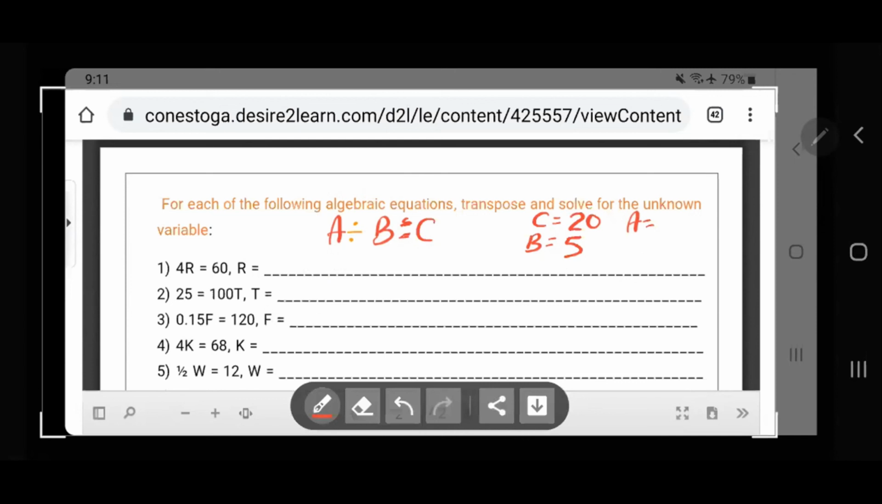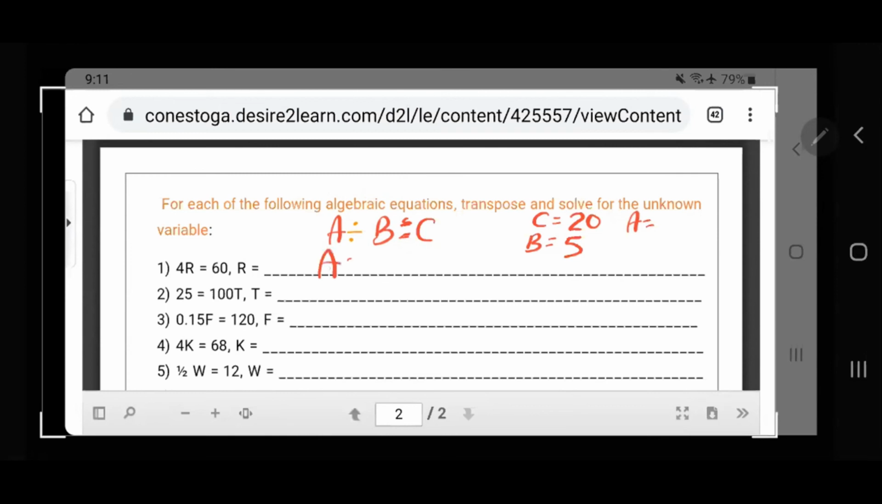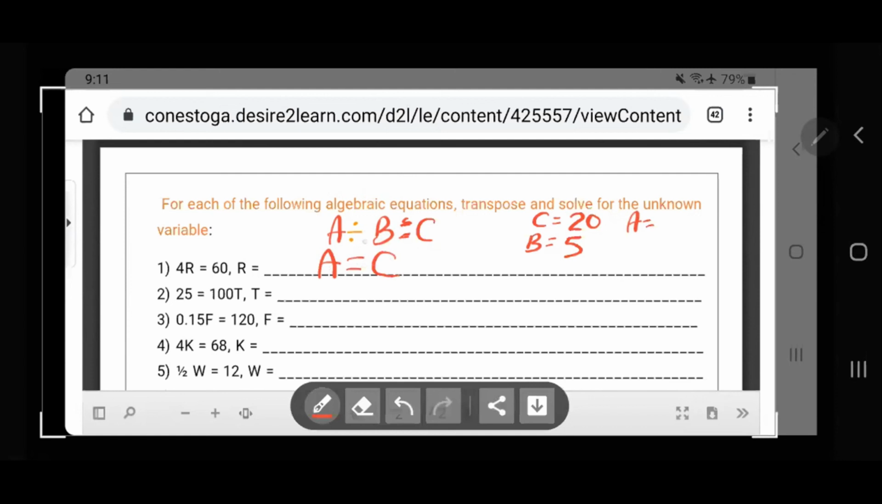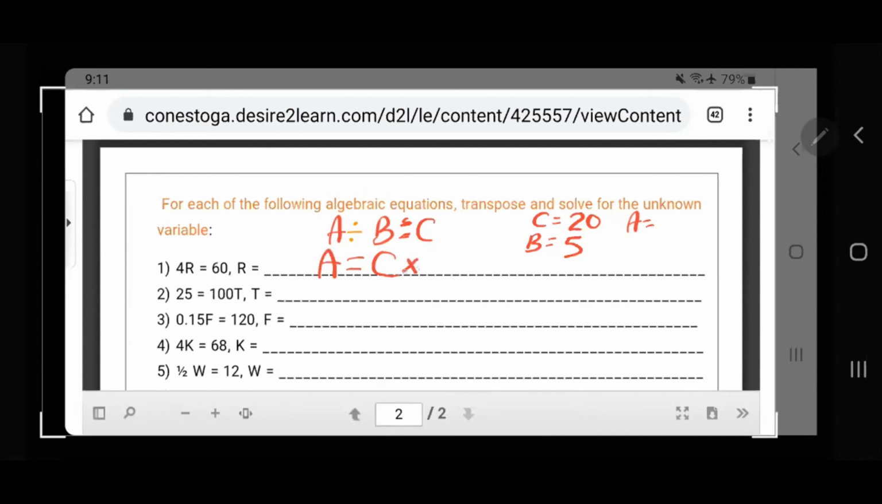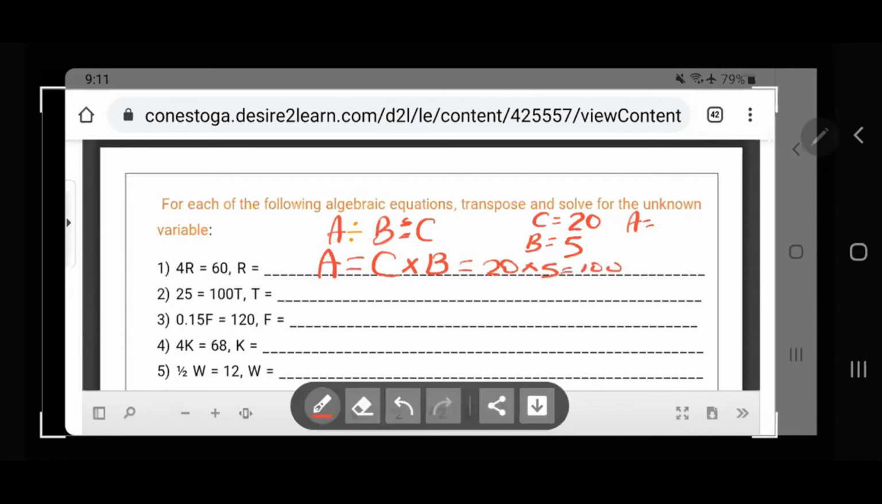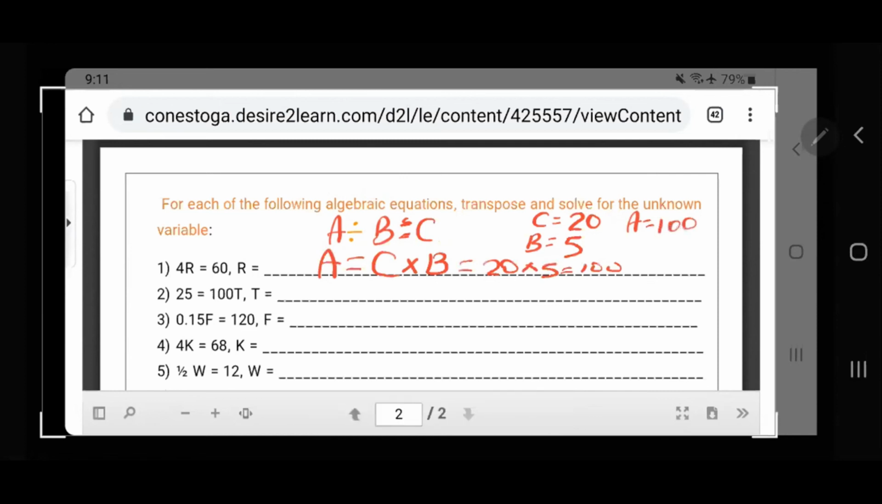So if I want to find A, A divided by B is equal to C. B is dividing, so it's going to go to the other side of the equals sign, performing the inverse operation. The inverse of dividing is multiplying. So my equation is going to become A is equal to C times B. When I have C times B, C is 20, B is 5, so that's going to be equal to 100. So A would become 100.